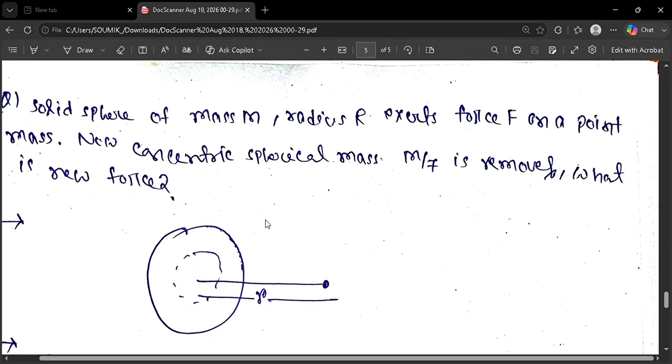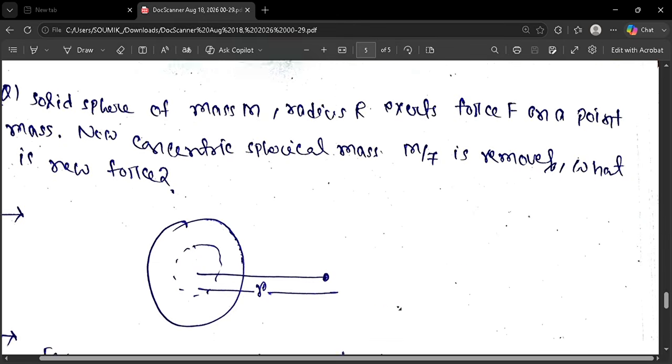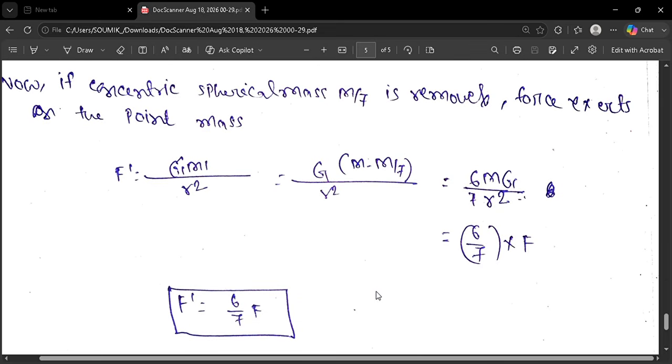When the spherical mass M by 7 is removed, what is the new force? The new force will be 6 by 7 of the initial force.